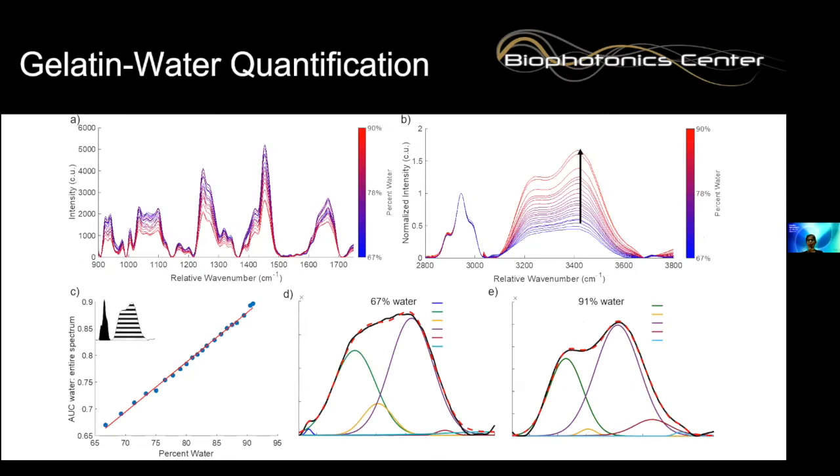So that we can get spectra. This is for a gelatin-water combination that you see here on the left, what that looks like as you change the level of water in that gel phantom in the fingerprint region as well as the high wavenumber region, and really get a calibration curve that beautifully fits, that lets you quantify hydration.